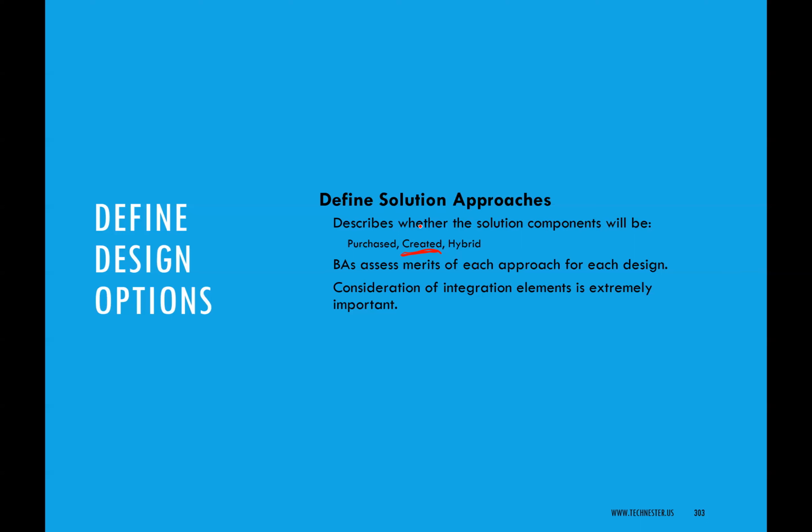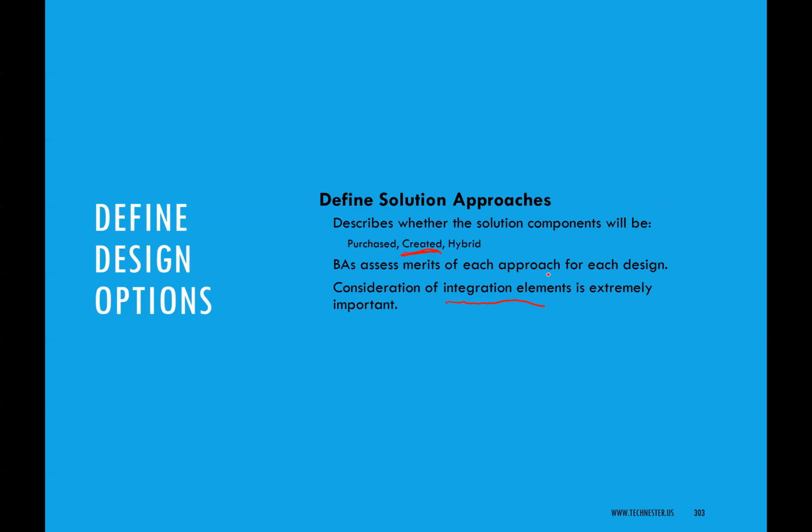So what a BA is doing here, or what a BA will be considering here, is each of these solution options. What are their merits and costs? We'll talk about that. But what will we need to make this solution option work with our existing system? Because we may already have an existing system or other systems. Will this solution option integrate well with it?